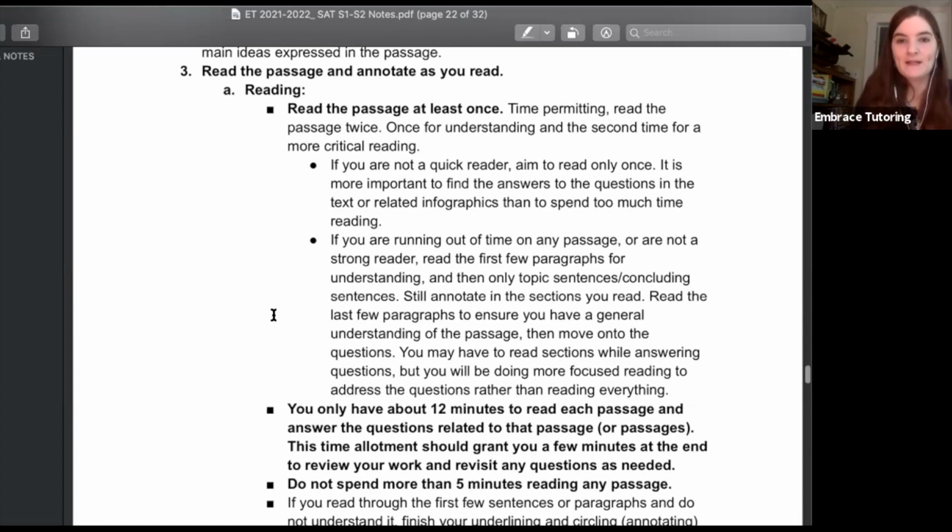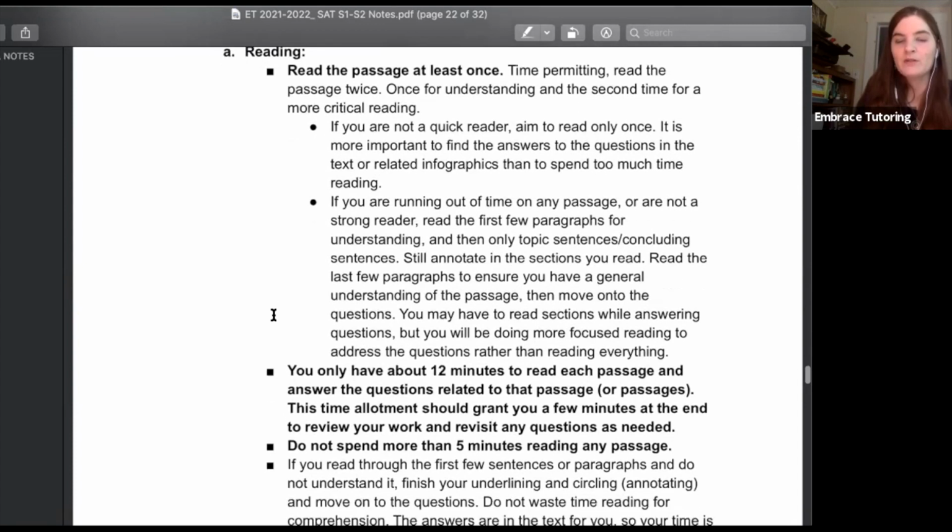Read the passages and annotate as you read. So everyone should know that they're doing the reading at least once of each passage. Okay. Ideally twice, but this test doesn't particularly allow that for most students.